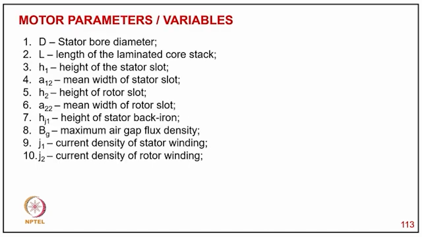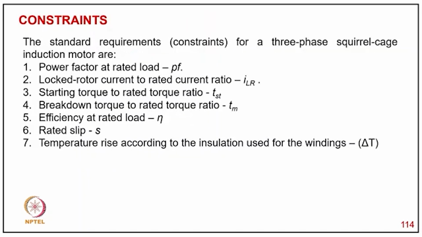So here we have some of the parameters or variables we consider, like stator bore diameter for the induction motor, stack length, volumetric core length, height of the stator slot, mean width of the stator slot, height of the rotor slot, mean width of the rotor slot, height of the stator back iron, maximum air gap flux density, then the current density of the stator winding and current density of the rotor winding. These are some of the variables people have considered in the past for this induction motor design optimization.